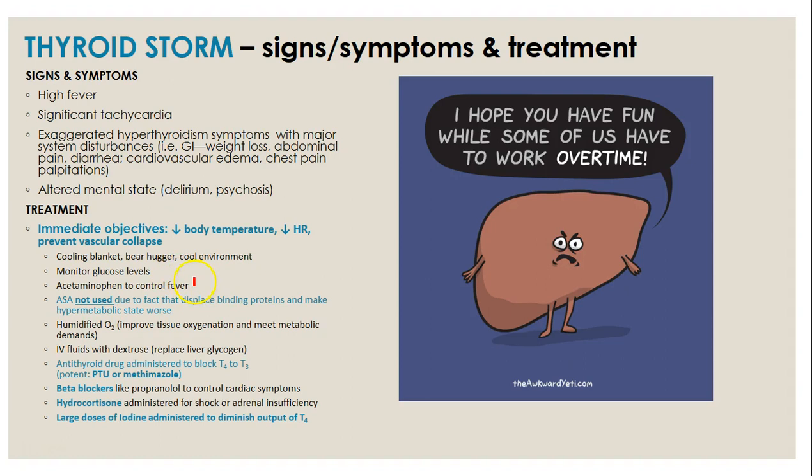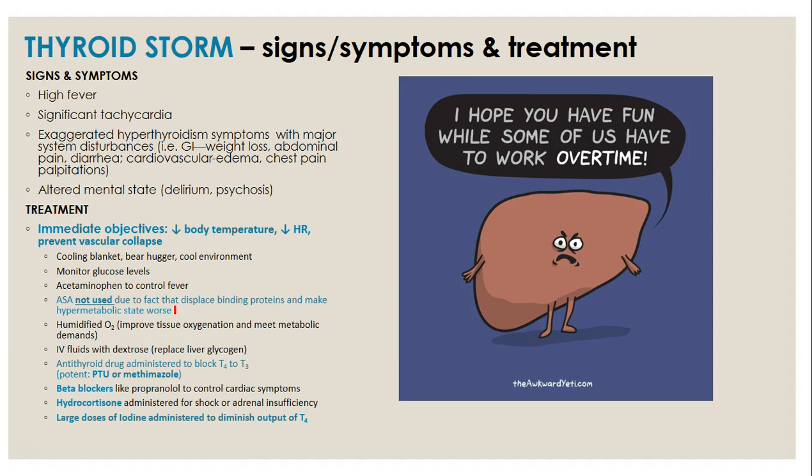Acetaminophen is used to control the fever. Never use aspirin with a patient who's in thyroid storm because it will actually displace the binding of proteins and make the hypermetabolic state even worse. Give them humidified O2 because when we talked about thyroid function, it also regulates how O2 is used by the cells. So we want to improve tissue oxygenation and meet the metabolic demands of the body.